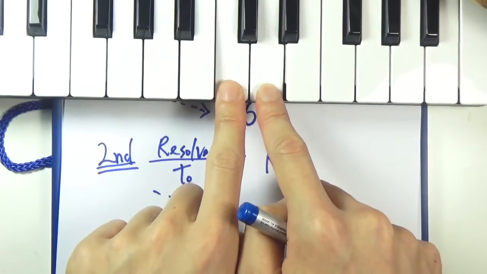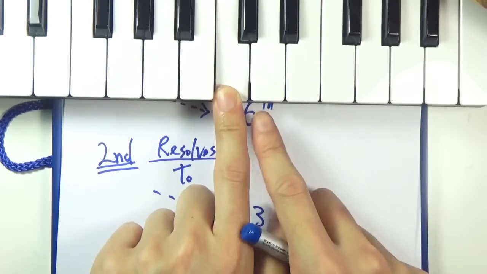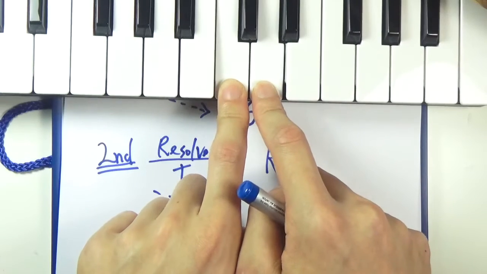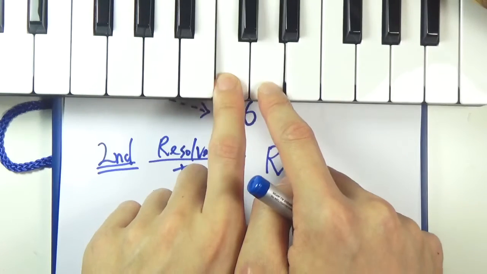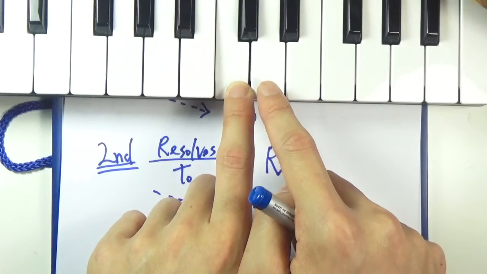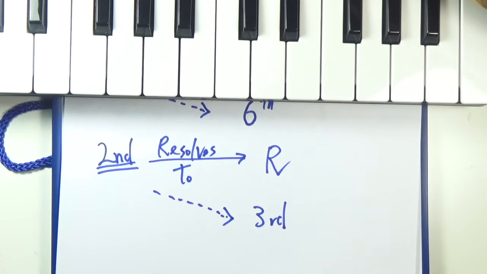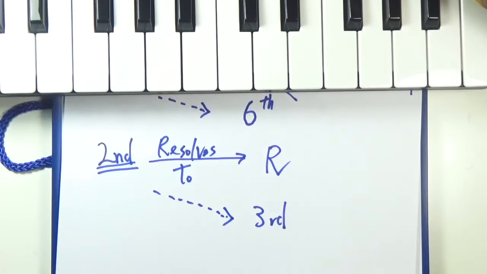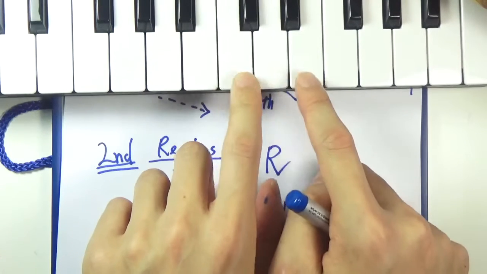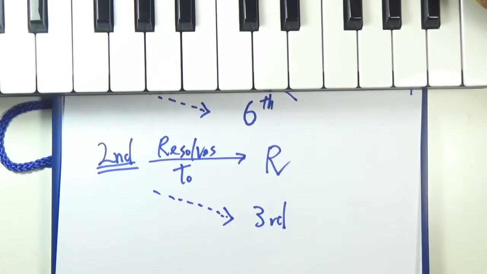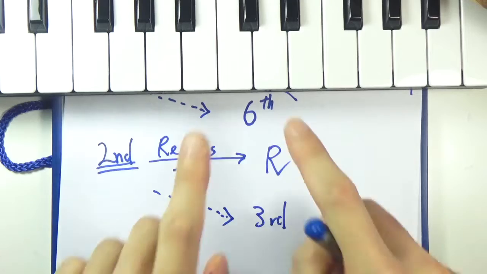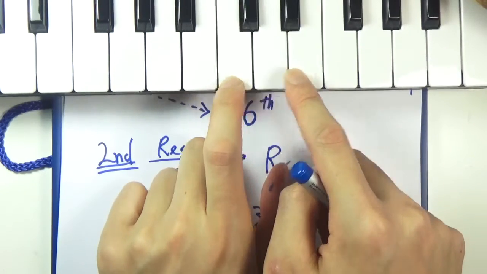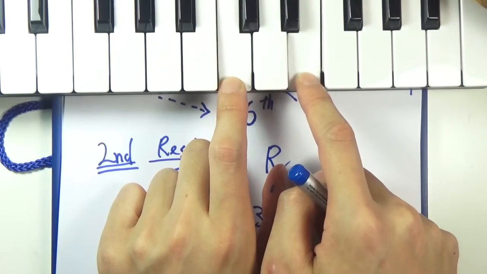One typical way: the major 2nd wants to resolve down to the root. All right, so that's a pretty strong resolution. Another way to do it is you can resolve up to the 3rd, which is less strong. But you see that pretty often in music as well, in all kinds of music.